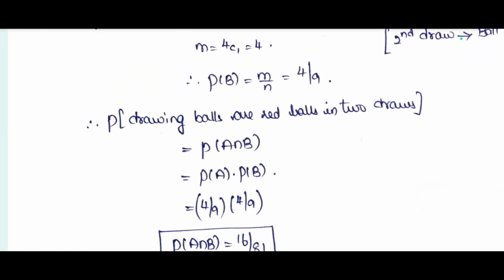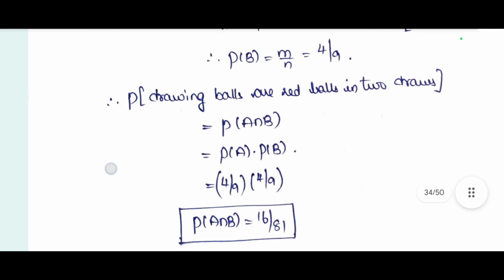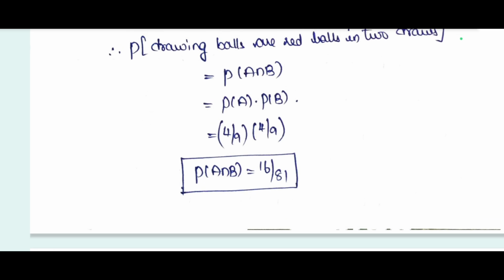The probability that both balls are red, that is probability of A intersection B, for independent draws, is probability of A into probability of B, 4 divided by 9 into 4 divided by 9. We get the probability value as 16 divided by 81.